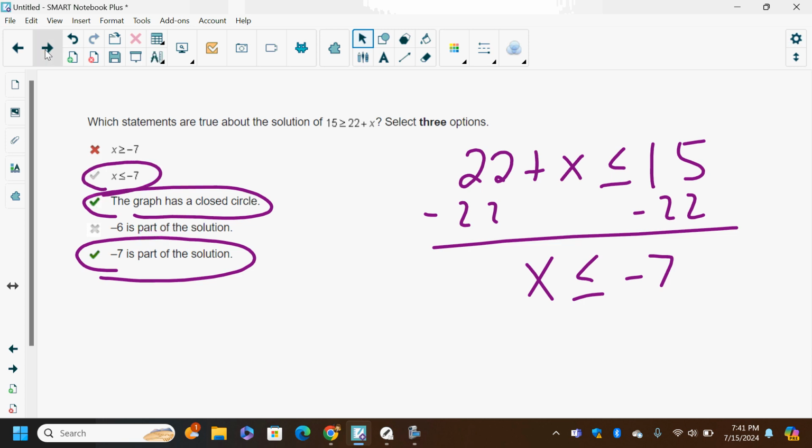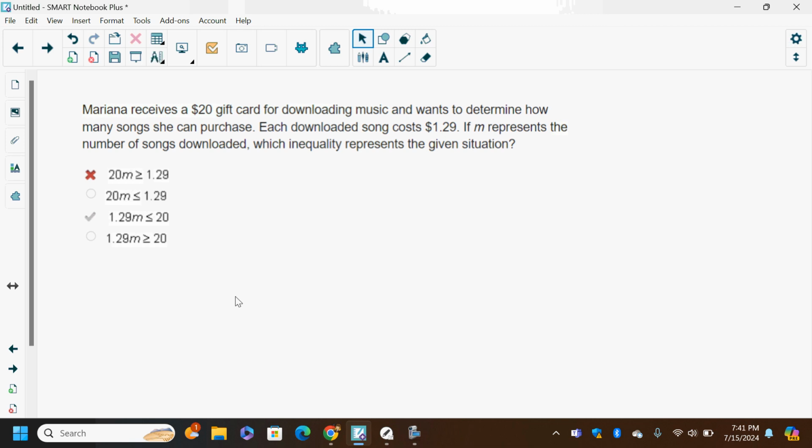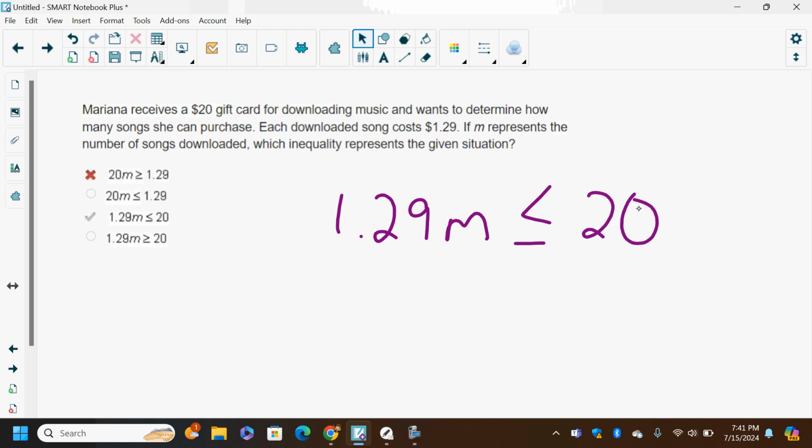All right, Mariana receives a $20 gift card for downloading music and wants to determine how many songs she can purchase. Each downloaded song costs $1.29. If M represents the number of songs downloaded, which inequality? So we would do $1.29 times M, because M is the number of songs. She has to be less than or equal to 20 because she only has $20. So it would be this one. Okay.